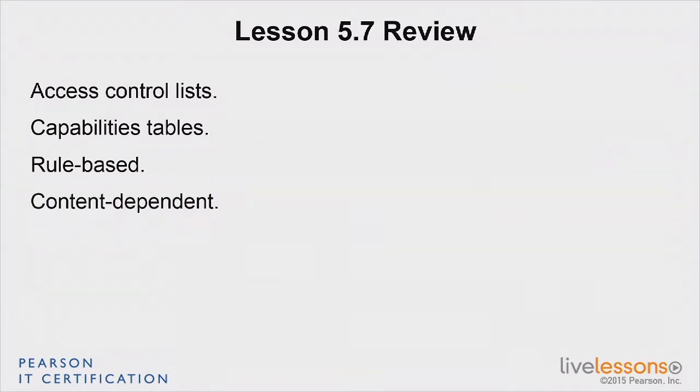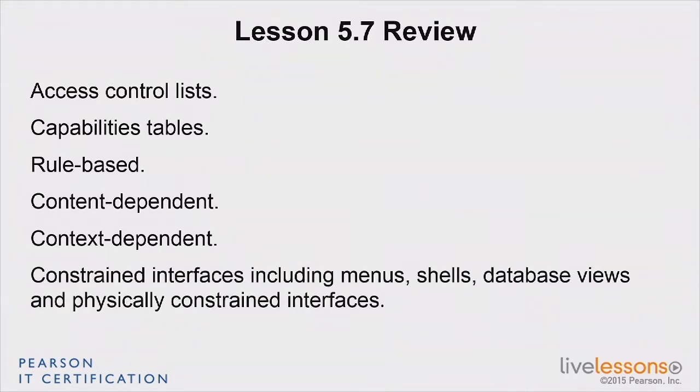We have content-dependent, which depends upon the data that's being accessed. That's where we looked at filtering rules, filtering out social security numbers or going to pornography sites or gambling sites. We have context-dependent, which really is very dynamic and depends upon what's going on. And lastly, we have constrained interfaces, which include menus, shells, database views, and physically constrained interfaces.